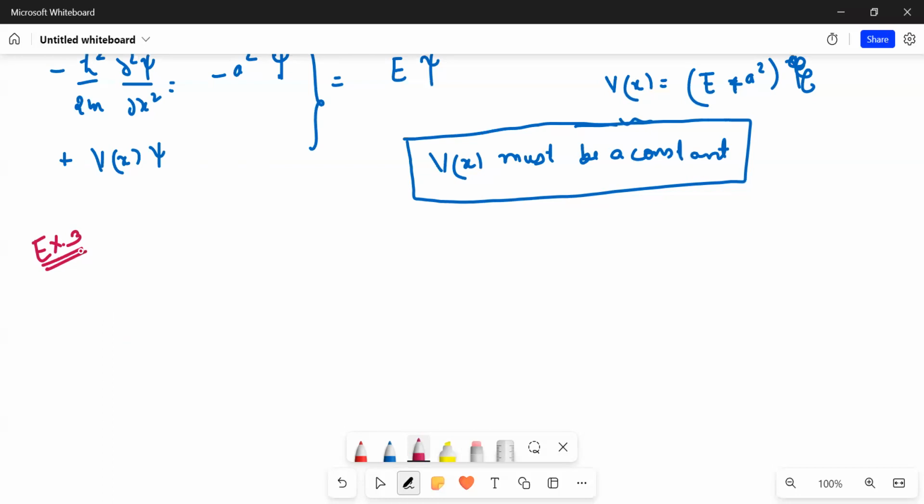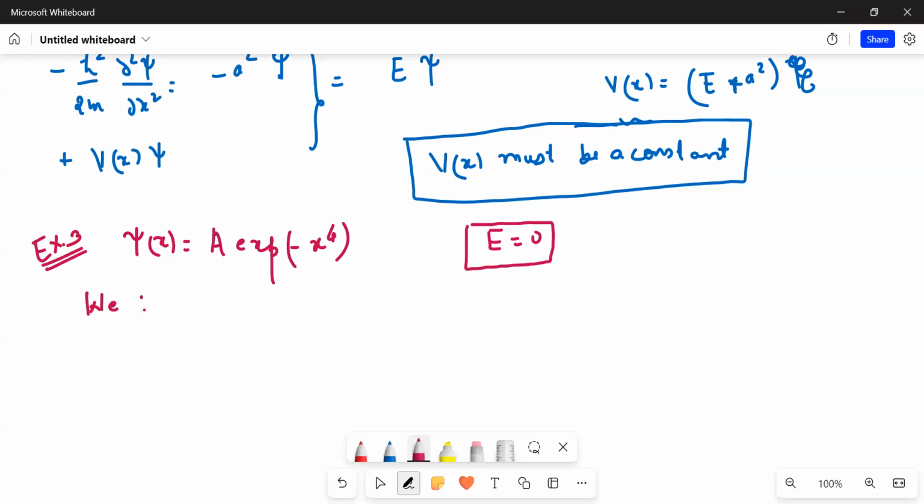Let us say I have some wave function of this form: ψ(x) equals A times exponential of minus x to the power 4. Let us, for simplicity, take the total energy of the system to be 0. Now we want to find the form of the potential.